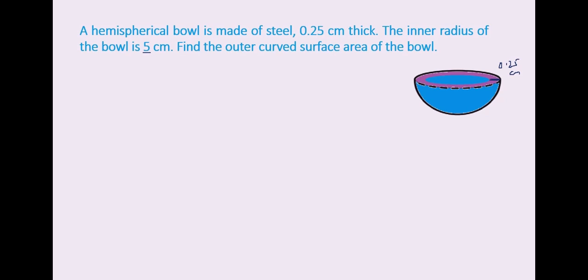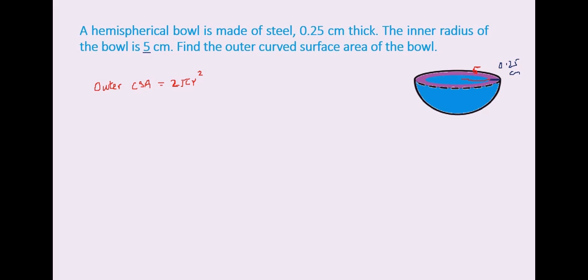So the inner radius of the bowl is 5 centimeter, and the thickness is 0.25. We have to find the outer curved surface area of the bowl. Now the outer CSA is, for a hemisphere, 2 pi r square, simple formula.